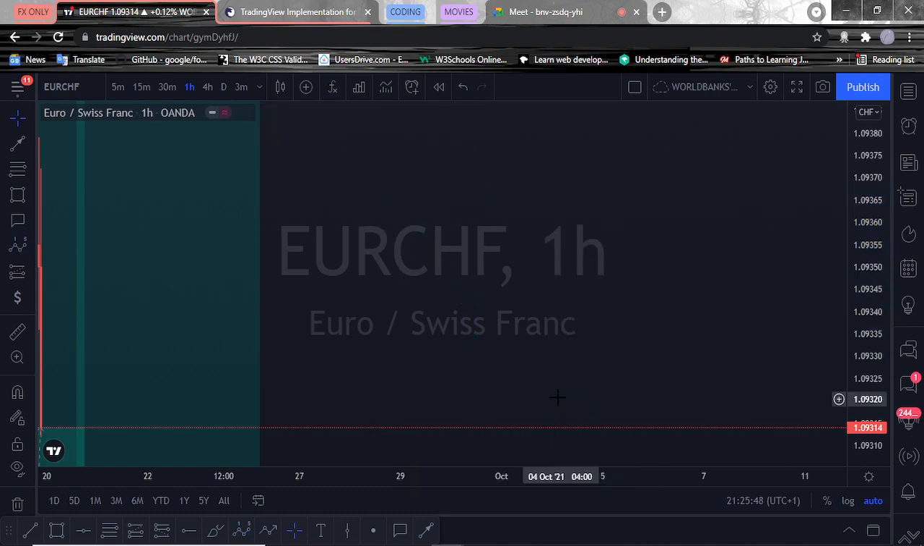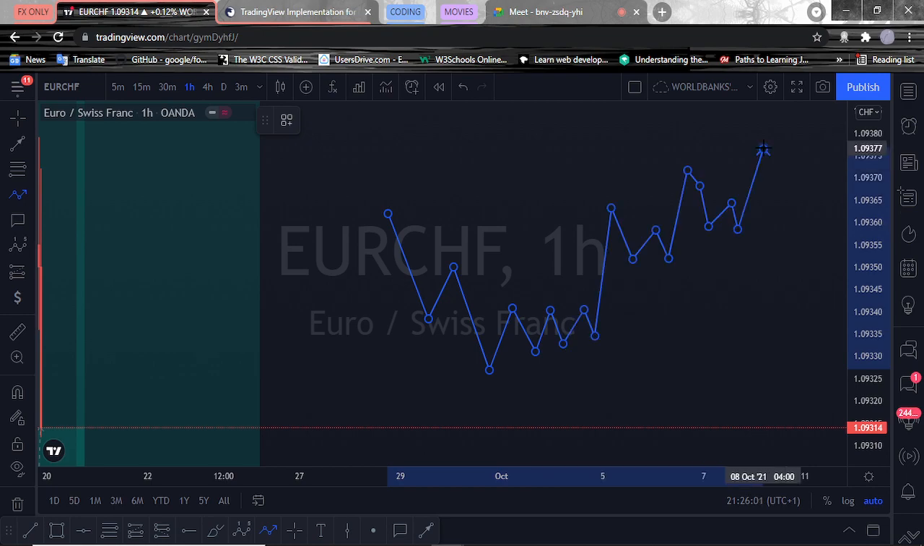Let me remove this. I'm looking for something like this, then a breakout. You know, if the FOREX market wants to go up, it won't go up just like that. It will go up, take out money, grab liquidity, go down again, take out money, grab liquidity, go up. And if it wants to come down, it will repeat the same thing.